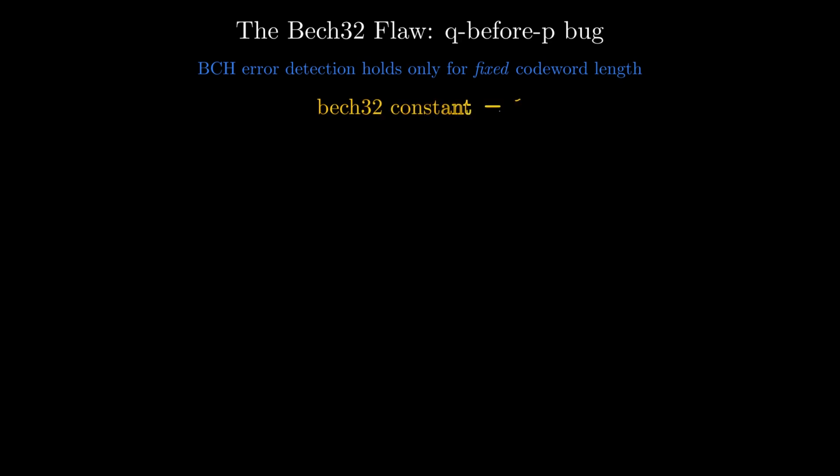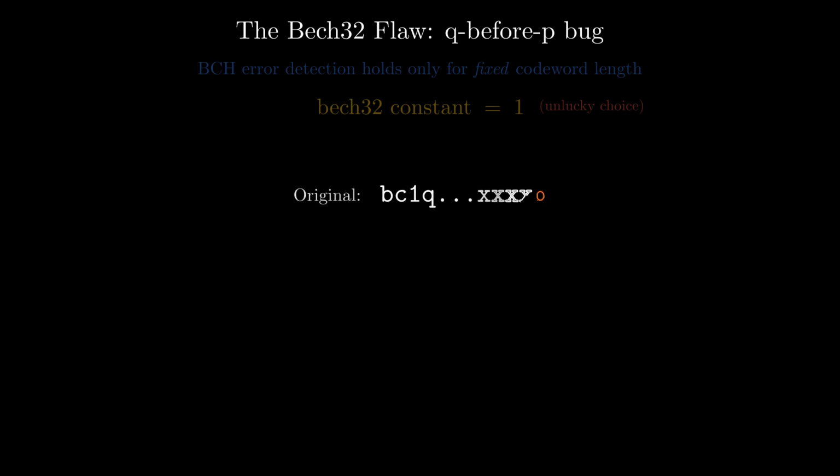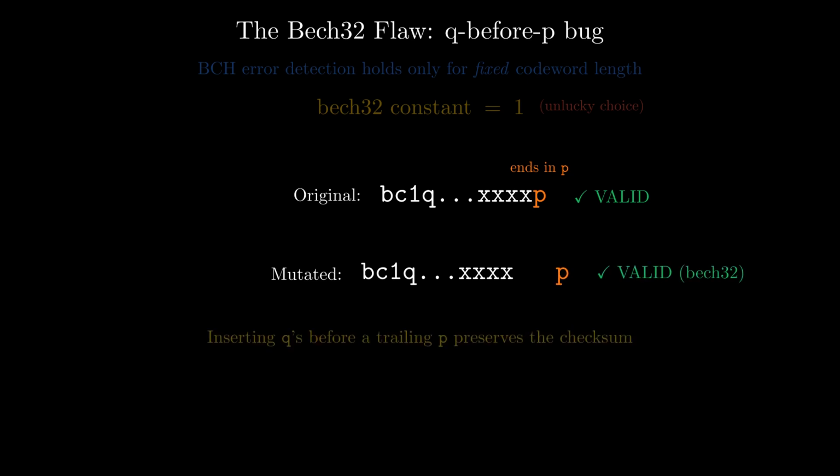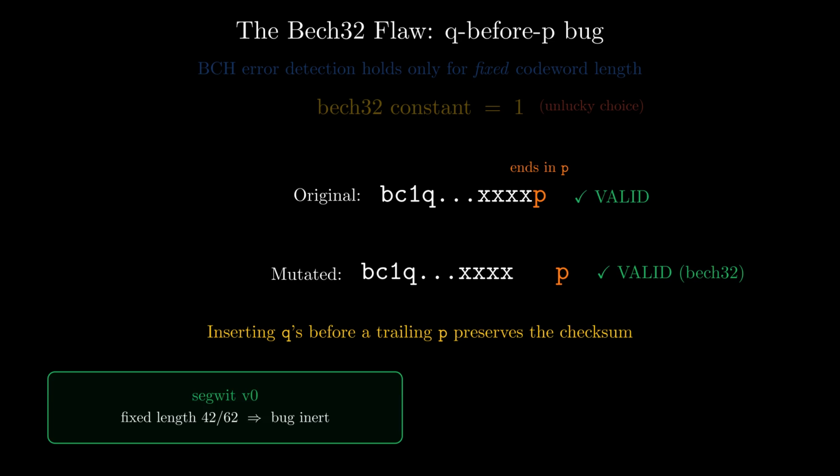Now the flaw. BCH codes guarantee error detection only when the code word length stays constant. Bech32's checksum was built with one unlucky constant, the value 1. That choice meant inserting or removing certain characters could preserve validity. Specifically, if an address ends in P, inserting Q characters just before that trailing P often produced a new address whose checksum still verified. For Segwit version 0, this bug was inert in practice.